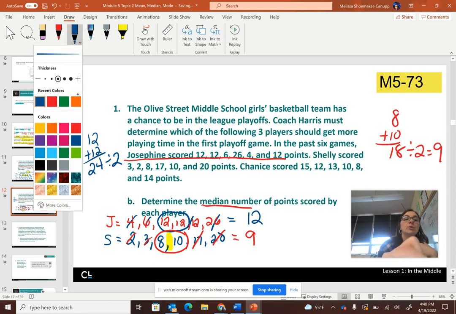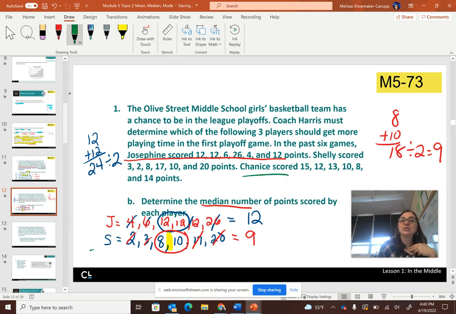Okay, one more person. We have Shanice here. Let's see, she has 8, 10, 12, 13, 14, and 15. Grabbing a different color, I'm marking out pairs, working my way in. She has two numbers in the center. They are different, so I'm adding 12 and 13.